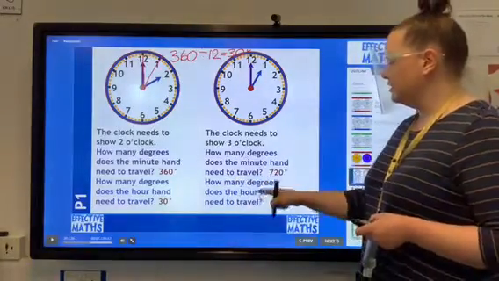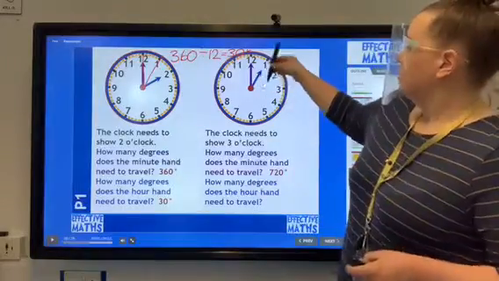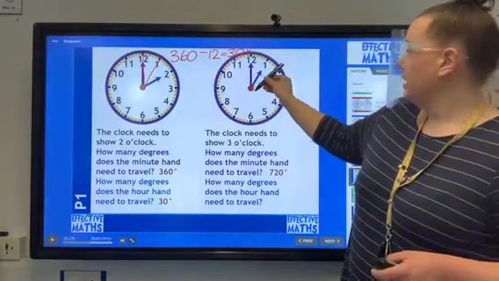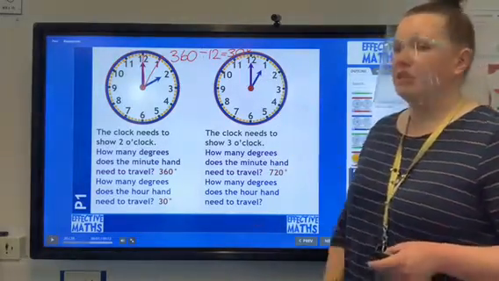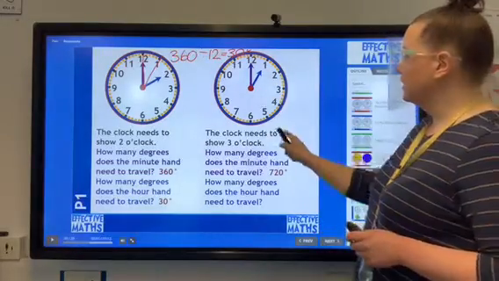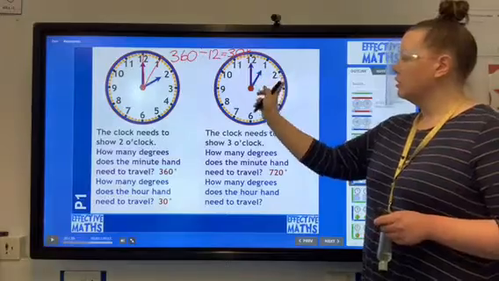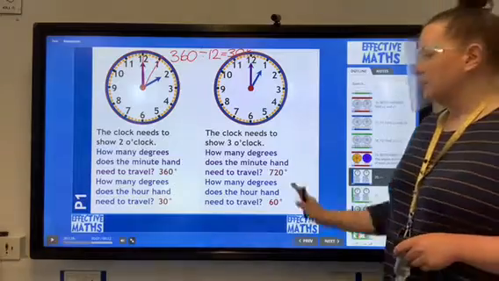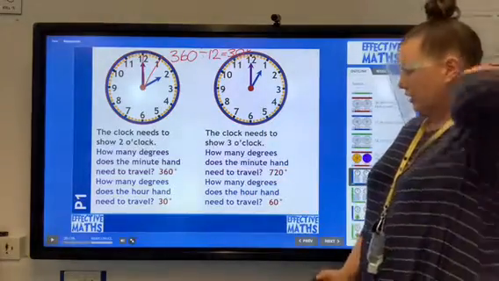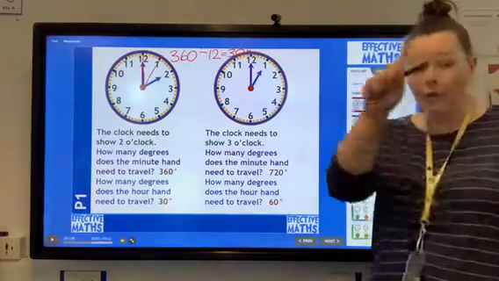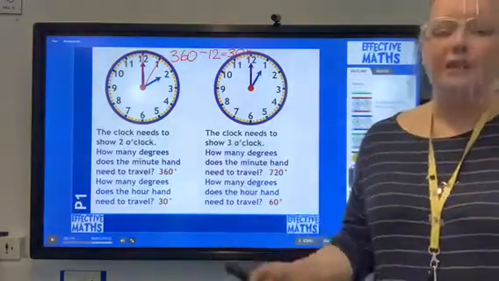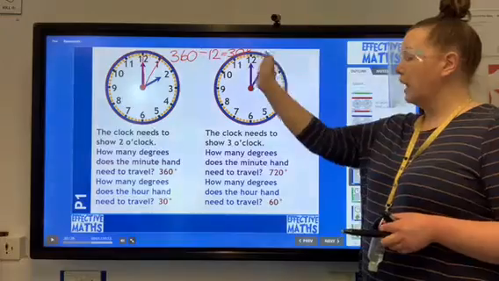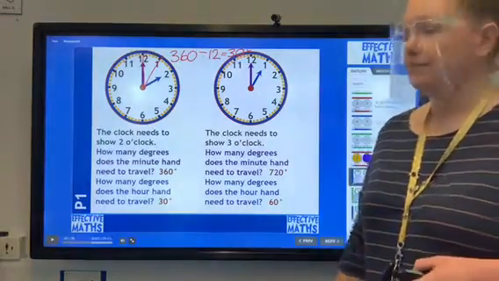Okay, and then how many degrees does the hour hand need to travel? Hang on. So the hour hand is going from 1 to 3. So each time it goes to the next number is 30 degrees. So how many degrees has it travelled to go from 1 to 3? 60. 2 times 30. Okay? So this time it's to go from 1 o'clock to 3 o'clock. The minute hand has gone the whole way around the clock twice. So it's done 360 degrees twice. So we would do 360 times by 2. And the hour hand has moved 2 hours, and we know that each hour is 30 degrees.